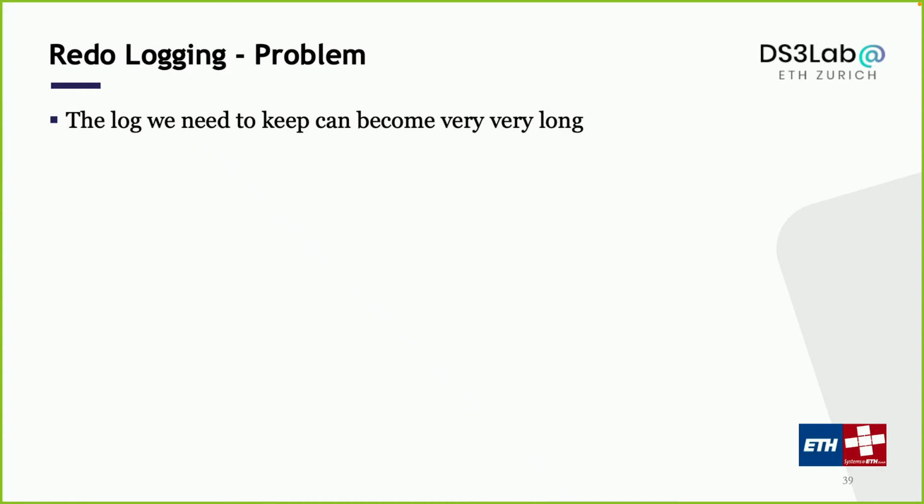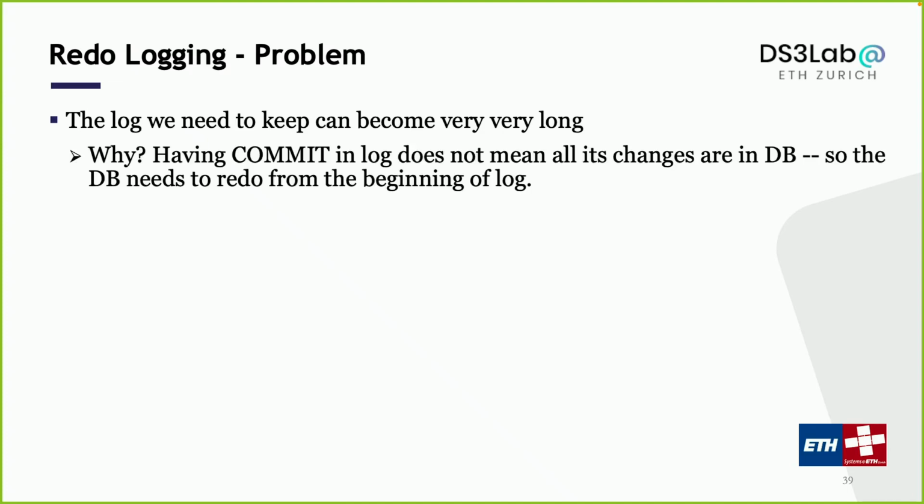One problem of redo logging is that the log you are keeping could be very, very long, because you have to redo all the committed transactions. There could be a lot of those, and you need to keep all of them, because in principle you have to redo all of them. Why? Because having a commit record in the redo log doesn't mean all the changes are done. The database needs to redo from the beginning of the log.